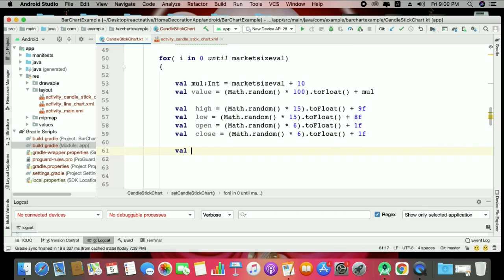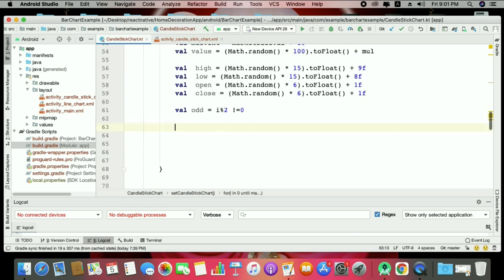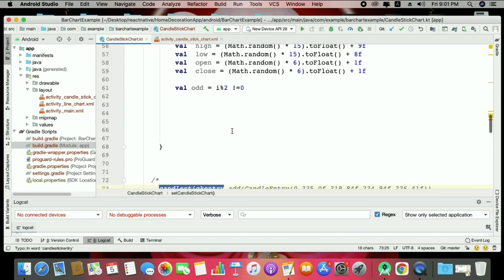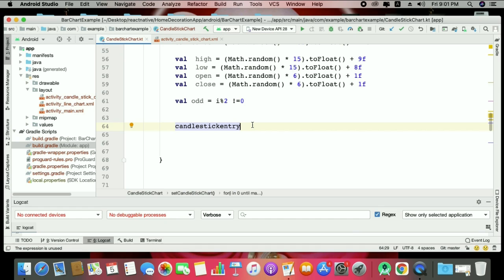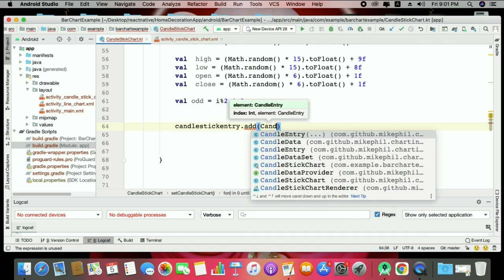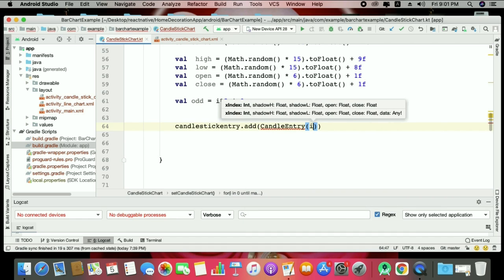And one more thing, that means increasing and decreasing values show here, so you can take an odd value check: i % 2 is not equal to 0. If it is not equal to 0, then we have to work. Okay, and here you do this candlestick entry. So on your candlestick entry you have to add your values. You can say add, and our first value is your candle entry, and on candle entry you use your loop indexing i plus 1.